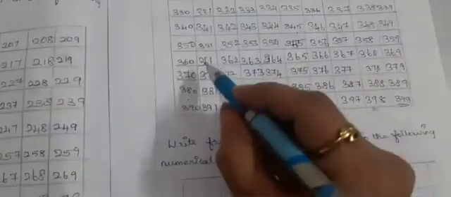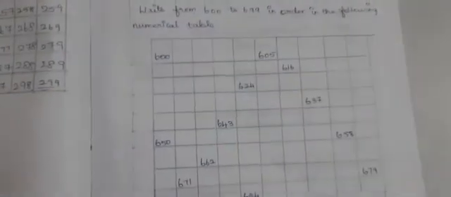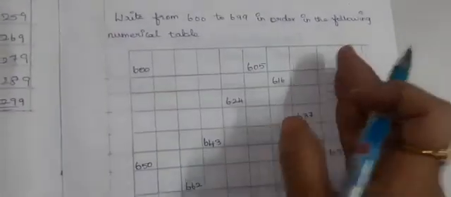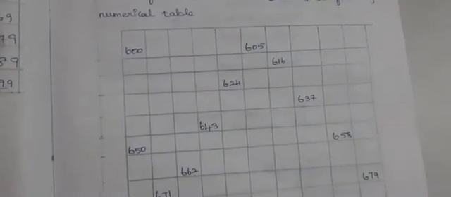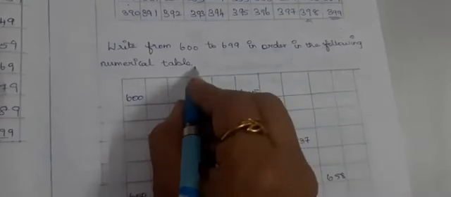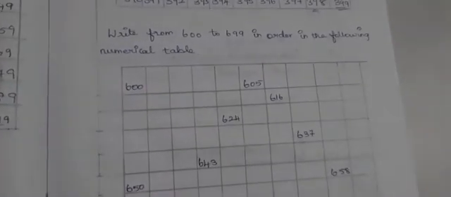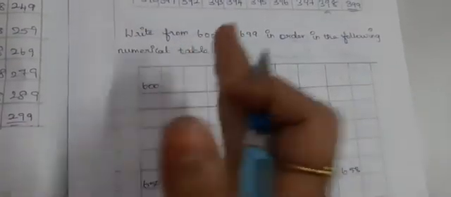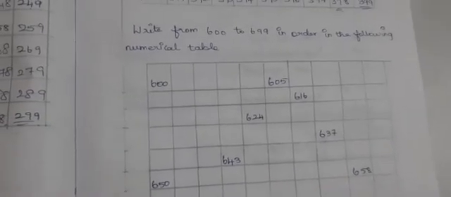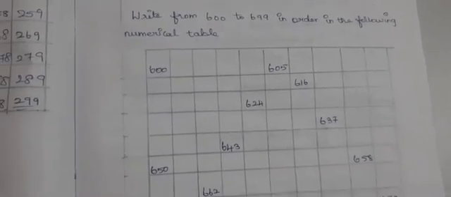Now let's solve the next numerical table. In the previous table almost 15% of the numbers were given, but here only a few numbers have been given. You have to write the numbers in order so that you complete up to 699. Shall we start, students, now? Write from 600 to 699 in order in the following numerical table. So from 600 they have given. What you have to do? You have to count and write. So listen carefully, take your pencil and listen to what I am teaching. While I am writing, you are also going to write it in your textbook.